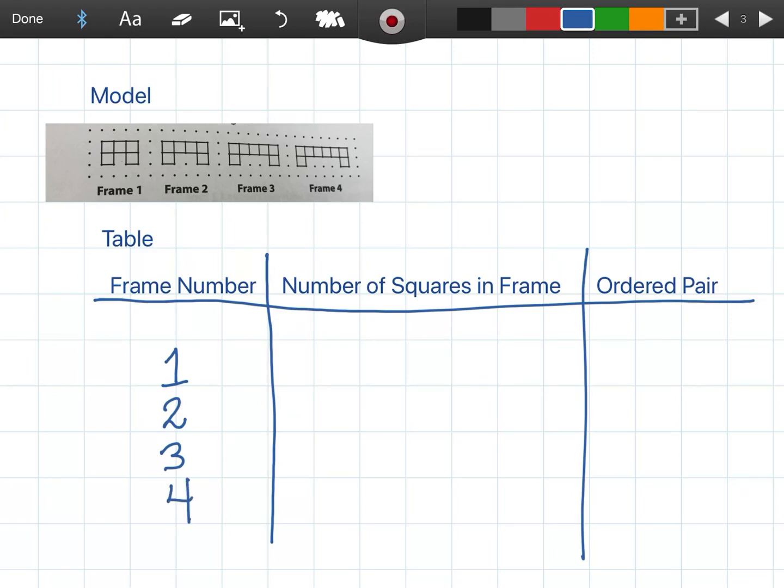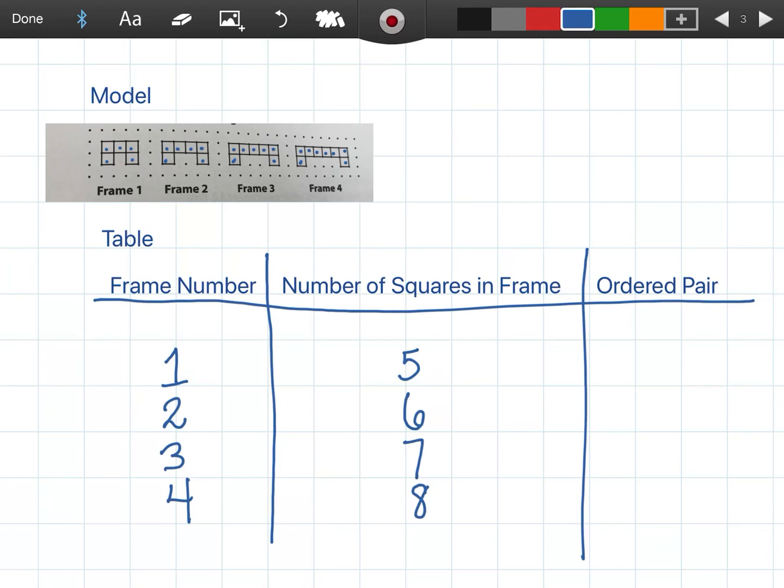And then we can count the number of squares. 1, 2, 3, 4, 5 squares in the first frame. 1, 2, 3, 4, 5, 6 in the second. 1, 2, 3, 4, 5, 6, 7 in the third. And I'm going to guess 8 in this one. 1, 2, 3, 4, 5, 6, 7, 8. 8 in this one.